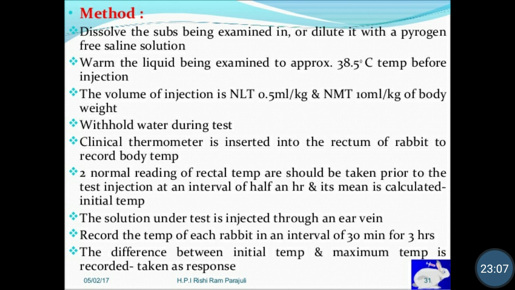Also withhold the water intake of that rabbit. Before injection we have to take the initial body temperature of that rabbit. For that the rectal thermometer is used. That particular thermometer is inserted into the rectum and rectal temperature is taken. For that 2 normal readings are taken at the interval of half an hour and its mean is calculated as the initial temperature.